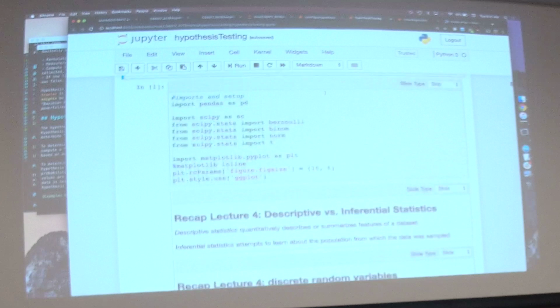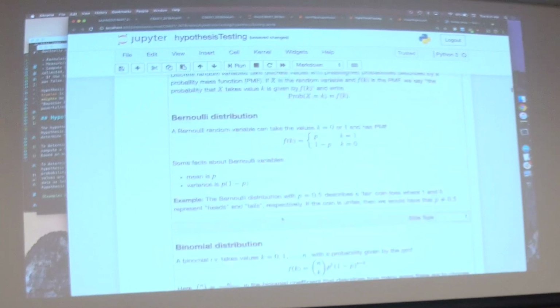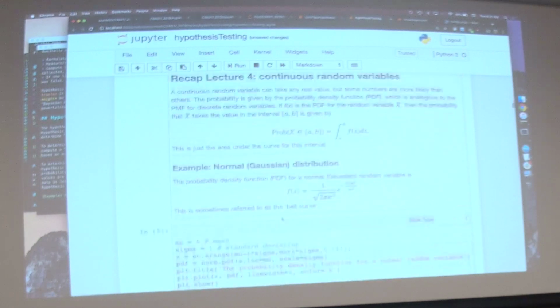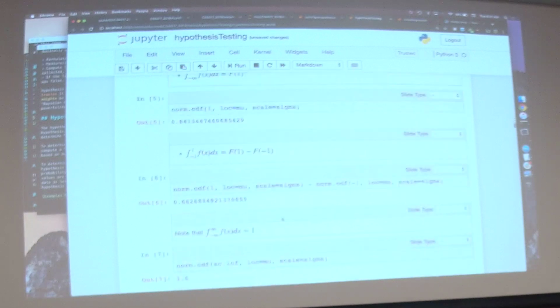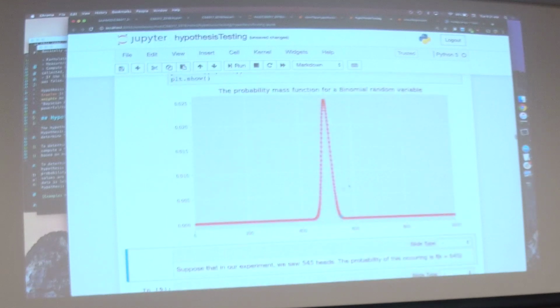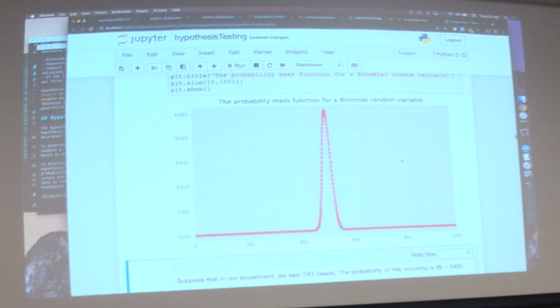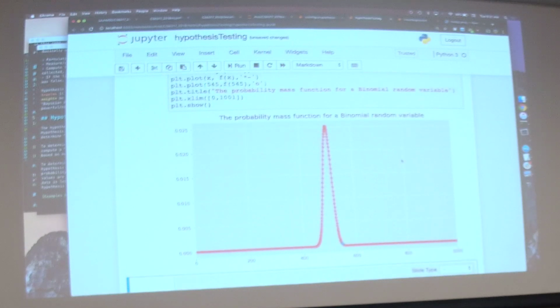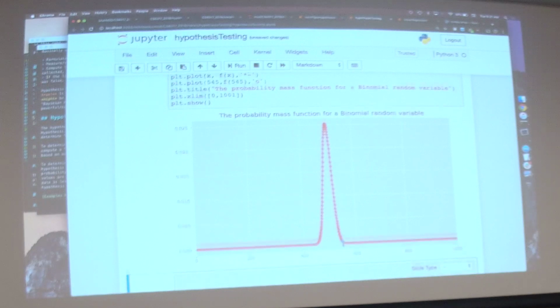So here's that same coin flip example. This is what the PMF for the binomial distribution looks like. This is where our data is, at 550, so you can see it's pretty far outside.